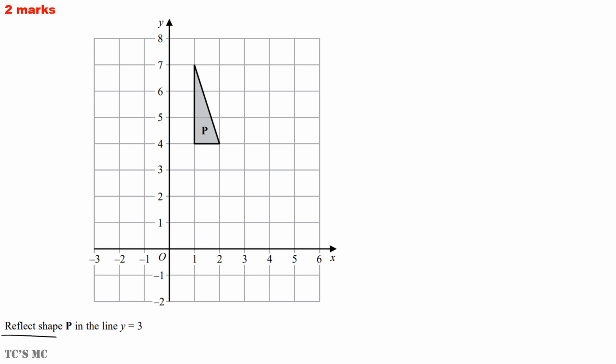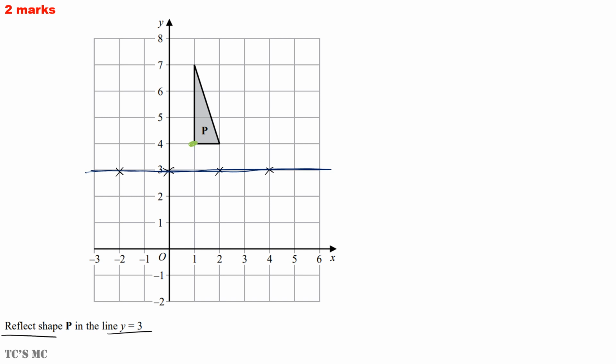Reflect shape P in the line y equals 3. Y equals 3 means every single y coordinate is 3, so that's this point over here, and all of these random points have a y coordinate of 3. So our line of reflection is a horizontal line going through 3. To reflect, do it point by point.